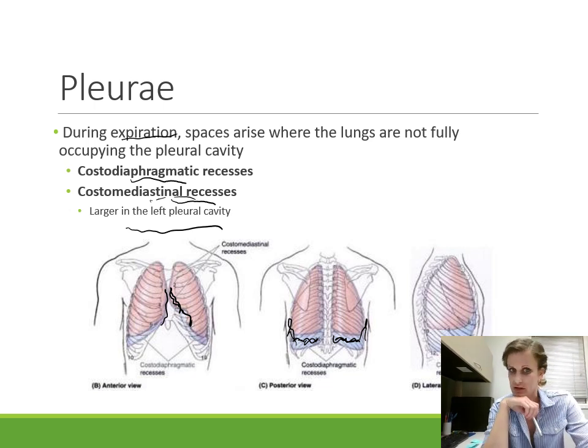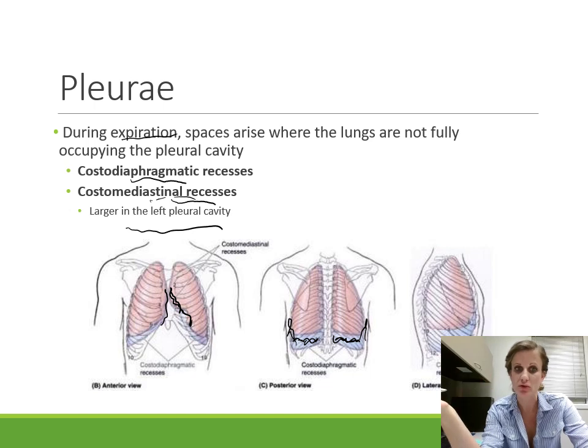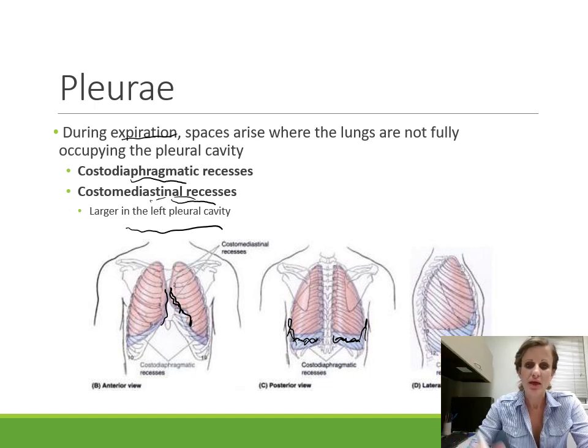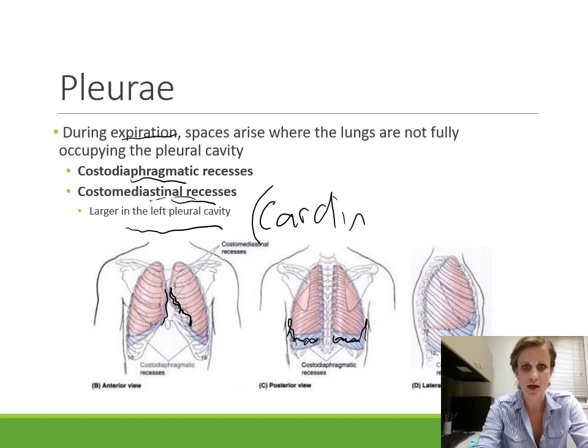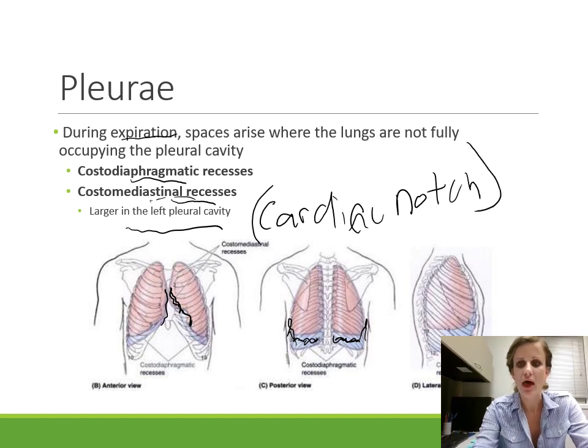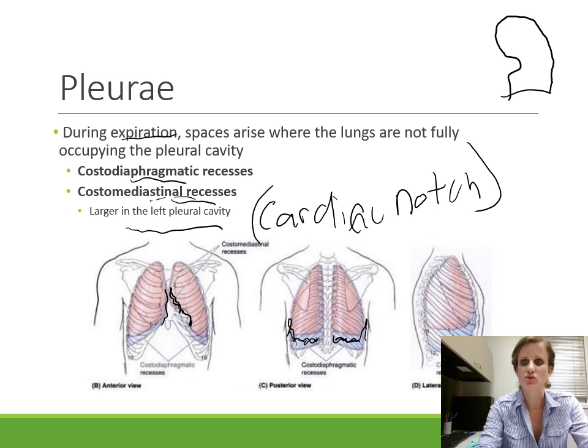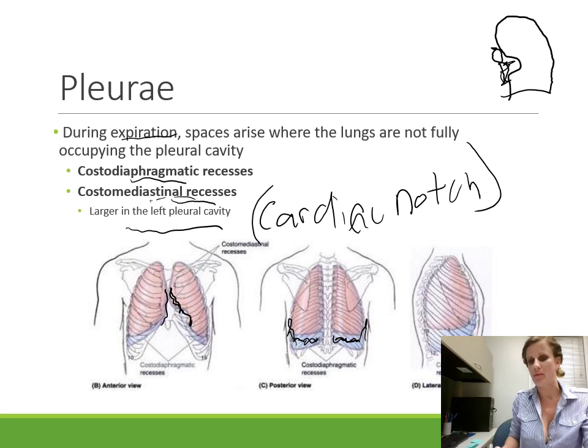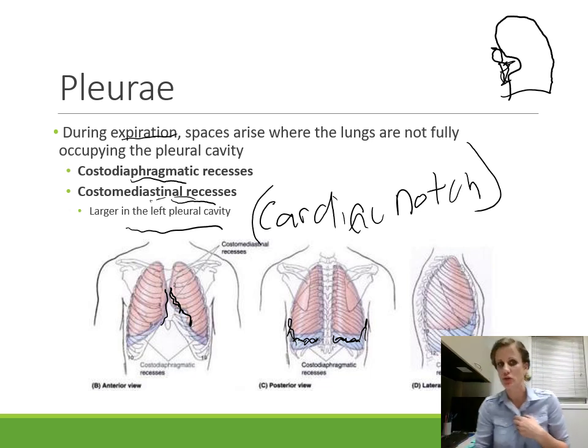When you look at the spaces, you'll see that the costomediastinal recess is a little bit larger in the left pleural cavity than the right, because the left lung has this cardiac notch taken out of it. Because of the cardiac notch, the left lung looks like this. Okay, so because that cardiac notch is there, that allows for a little bit of additional space in comparison to the right lung.